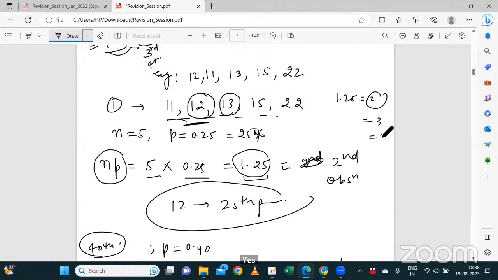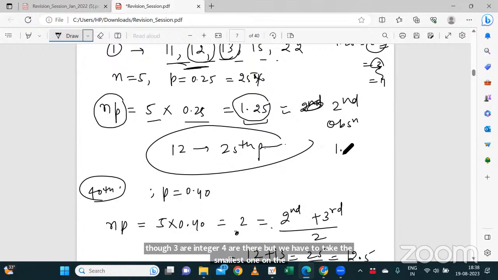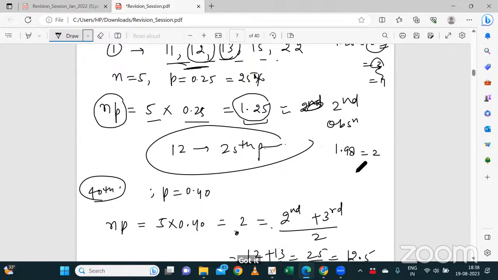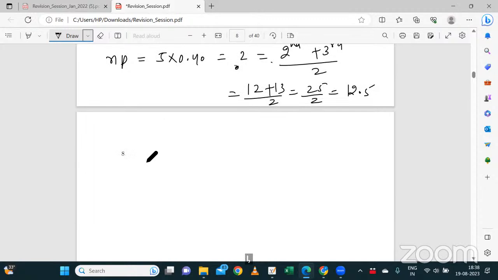Even though 3 and 4 are integers too, we have to take the smallest one that is greater, not the largest. Got it? A kind of round off. Basically, suppose you got 1.98, you have to take 2. If you got 1.19, even then you have to take 2. Got it? Thank you, sir.